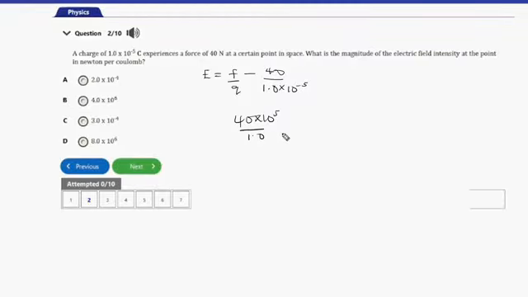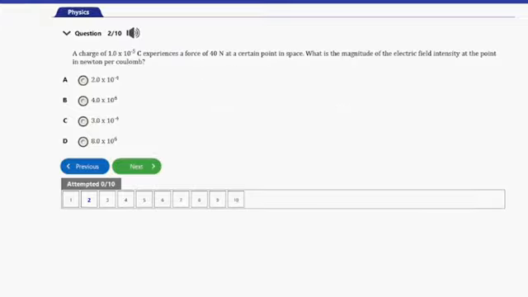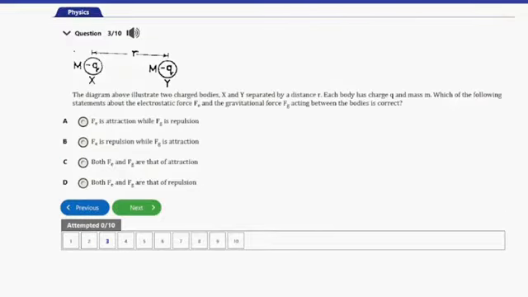So invariably, this is 40 times 10 to the power of 5. And guys, this is same thing as 4.0 times 10 to the power of 6. And that's it for this question. Option B is the answer to this question. So let's go ahead and consider the next question, guys. So the next question here is question number 3.